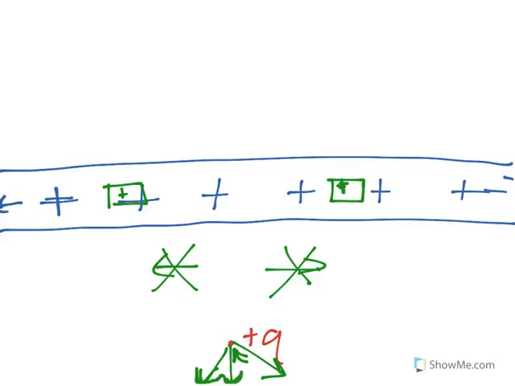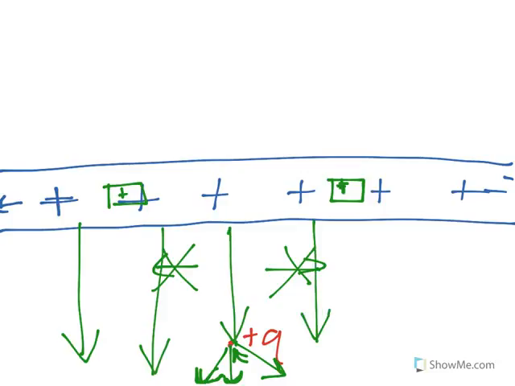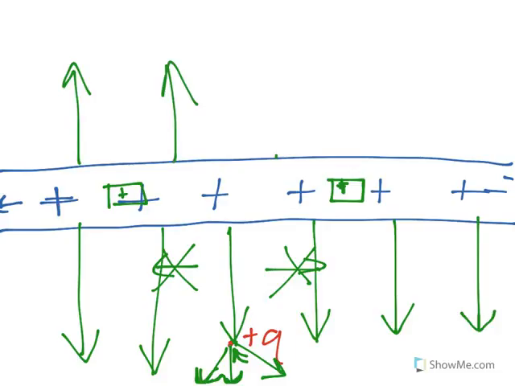This is true throughout the entire slab because the charge is uniformly distributed. This means that the electric field will be uniform, and because our distributed charge is positive, the electric field will be pointing outward from our infinite slab. So the electric field will look like this.